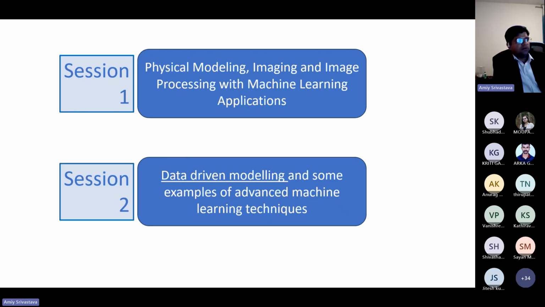In session one, I'm going to talk about physical modeling, imaging, and image processing with machine learning application. And I believe Dr. Soumitra can talk about it. Can tell me.